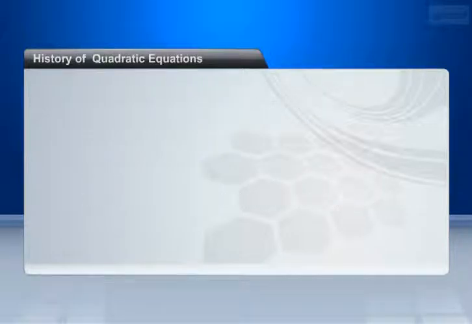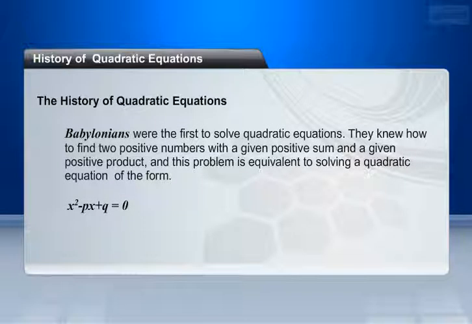Before we move in detail about quadratic equations, let's see the history of quadratic equations. Babylonians were the first to solve quadratic equations. They knew how to find two positive numbers with a given positive sum and a given positive product, and this problem is equivalent to solving a quadratic equation of the form x square minus px plus q equals 0.